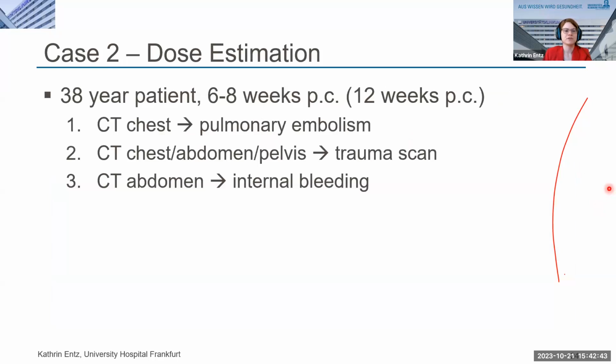So another case, as an example for the dose estimation here, we have a 38-year-old patient. She said she was approximately 6 to 8 weeks pregnant. Later on from the images, it was determined that it was more likely 12 weeks, but it's not important for our dose estimations, because we know 6 weeks or 12 weeks, in both cases, we would start with a dose estimation. She had 3 different CT scans, one of the chest to check for pulmonary embolism, then a CT scan of the complete trunk, so chest, abdomen, pelvis, which is our normal trauma scan to check for internal bleedings or fractures. And because it wasn't totally clear from the second scan, we had to do another CT scan of the abdomen to check for internal bleedings.